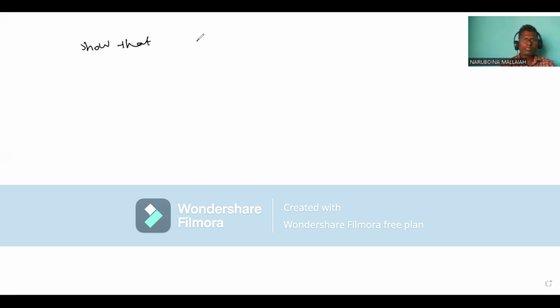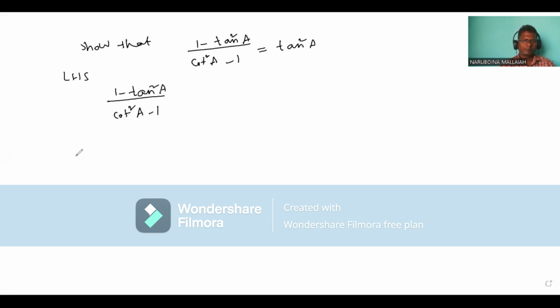Show that (1 minus tan square A) by (cot square A minus 1) is equal to tan square A. Here we are taking LHS, that is (1 minus tan square A) by (cot square A minus 1). Now the inverse of cot theta is tan theta. So cot square A can be written as 1 by tan square A, minus 1.